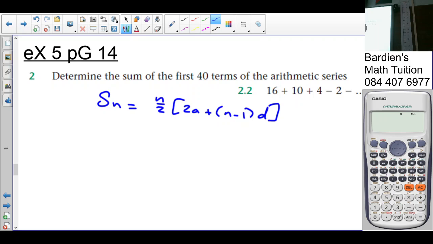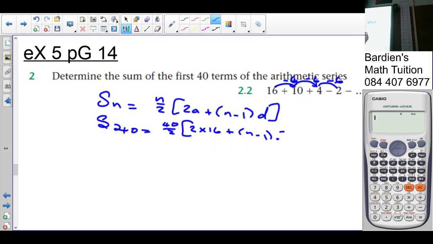How do you move from term 1 to term 2? Subtract 4. No, 6. Subtract 6, subtract 6. Not so. So that's my d value. So how many terms am I working on? It's 40. It's equal to 40 over 2 into 2a, which is 16, plus n minus 1 times negative 6. Alright, so what do we do now? Just sub it into the calculator.